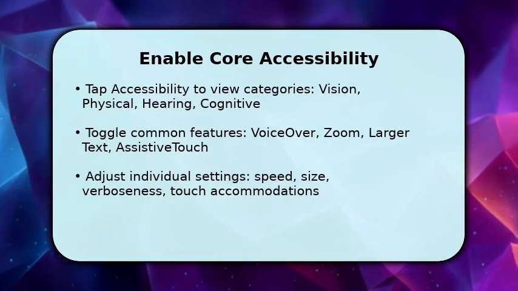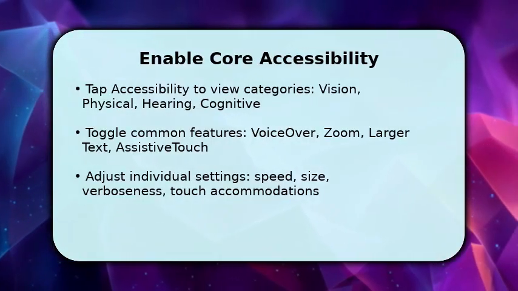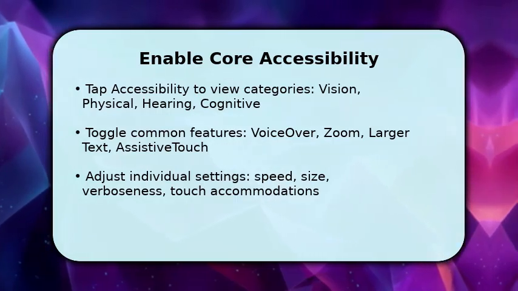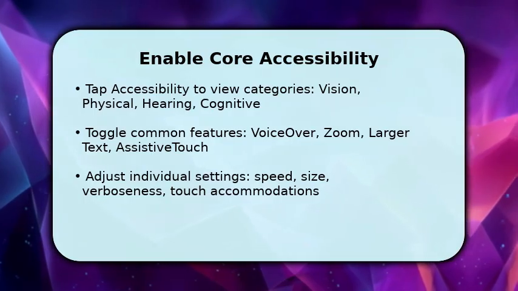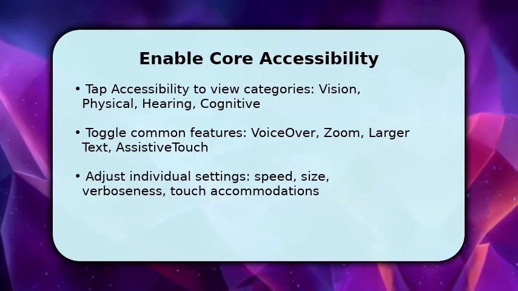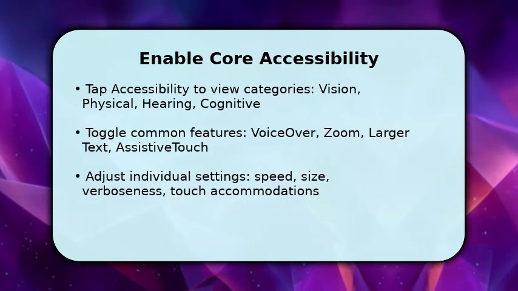Now that you're in Accessibility, you'll see categories like Vision, Physical and Motor, Hearing, and Cognitive. Tap Vision for VoiceOver and Zoom, then toggle VoiceOver on to hear interface descriptions, or enable Zoom for screen magnification. These are commonly used. Make adjustments using sliders and rotor settings for speech rate and verbosity.